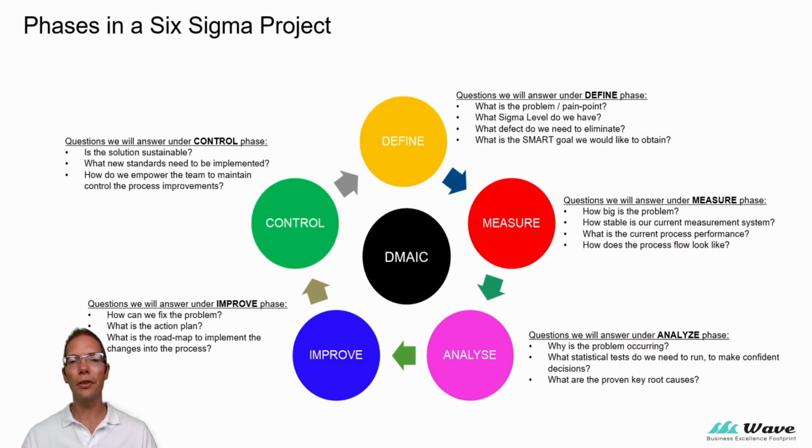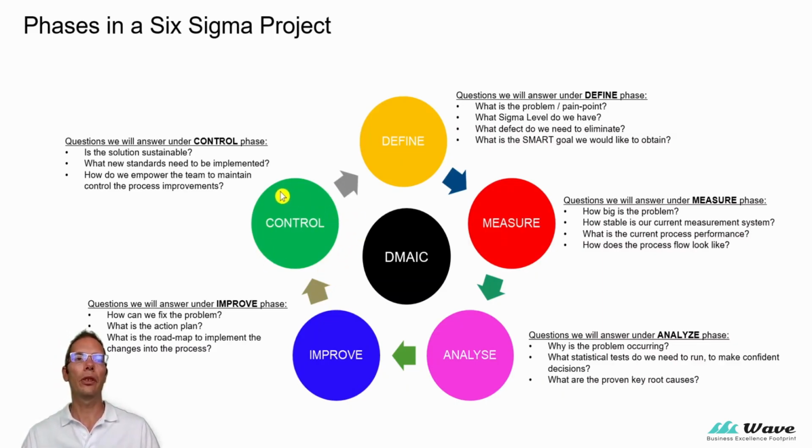Once we know the root cause, then we can go to the next phase and ask ourselves, how can we fix the problem? Now that I know exactly which points we need to focus on, we will come up with the best solutions, and through that we'll have an action plan. And the last question is, what is the roadmap that we need in order to implement the changes to the process? And then we will move over to the control phase.